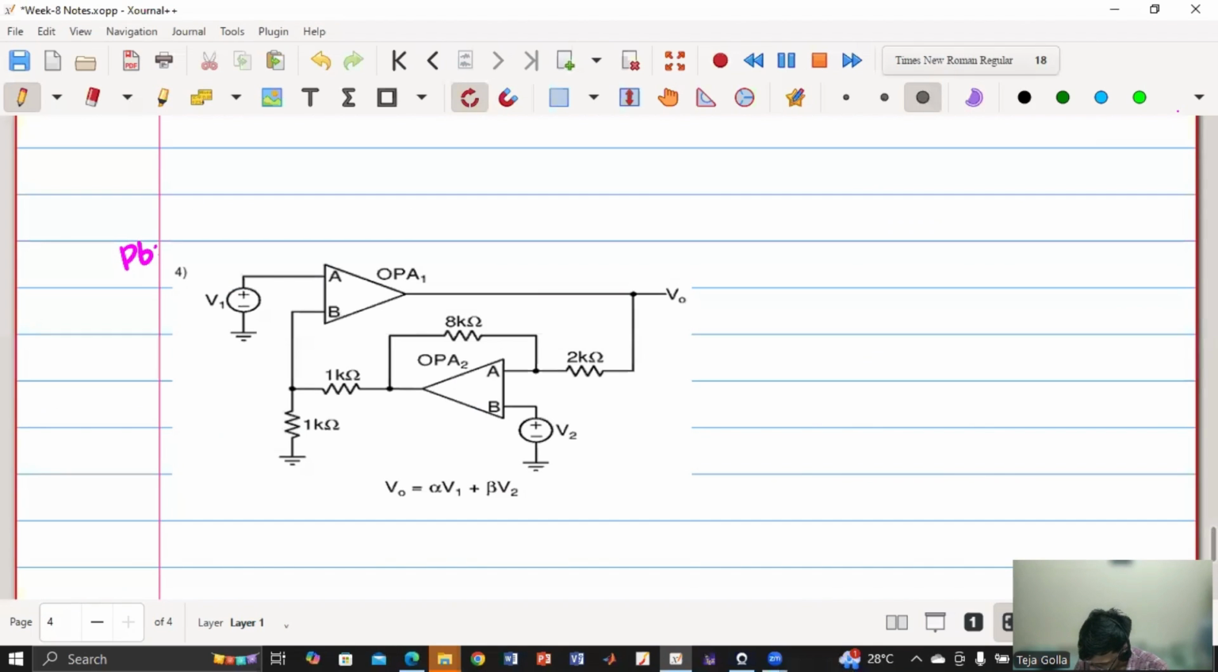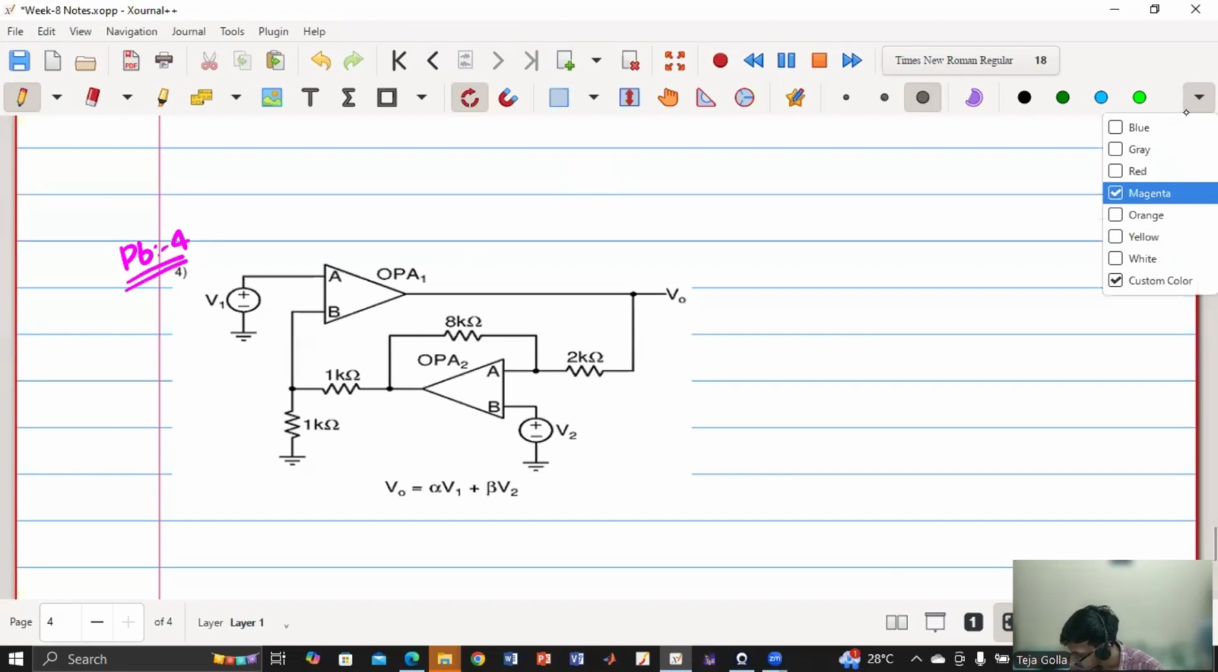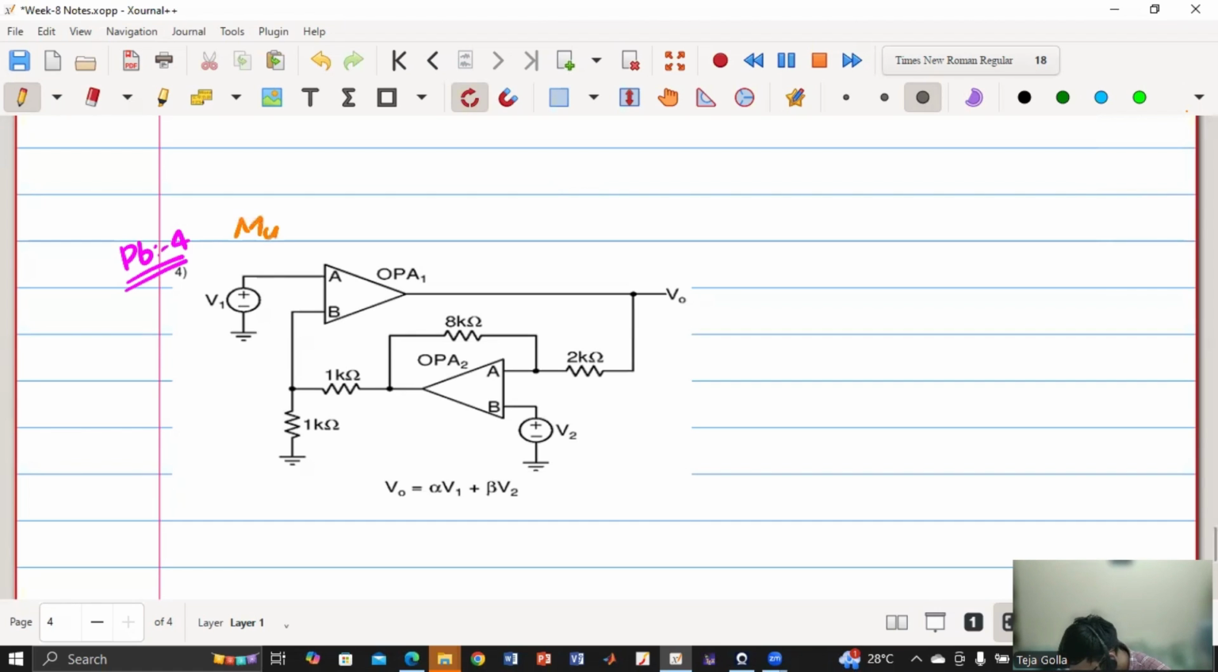So this is my problem 4. This is multiple op amps. When I have multiple op amps, the steps are simple. When we are considering an individual op amp, we know the steps: apply a test voltage V test, remove the sources as well as the op amp, and see what voltage you get at VAB. Now if you see here, there are two independent sources, V1 and V2. So both will be grounded.